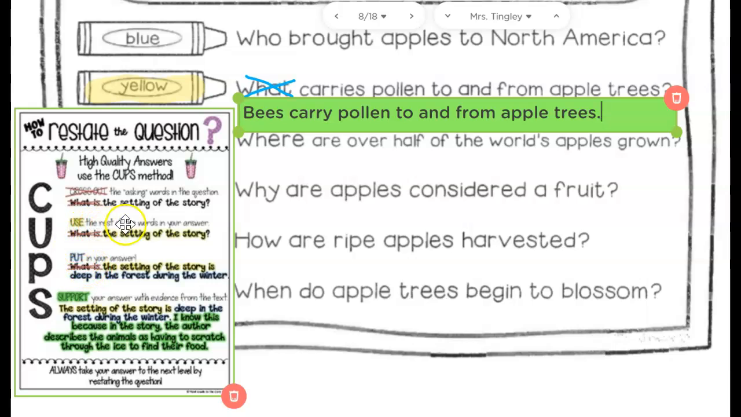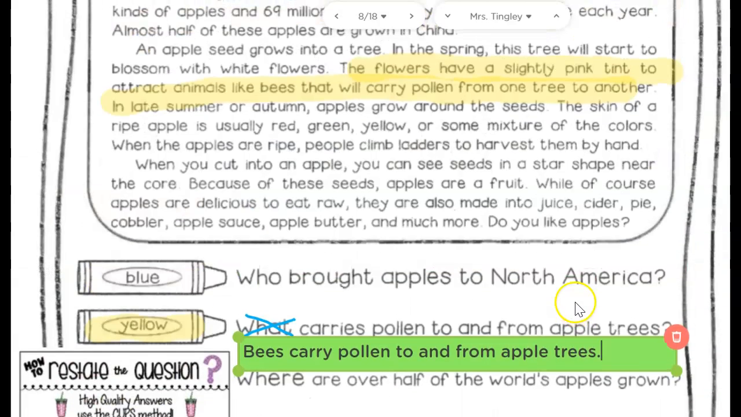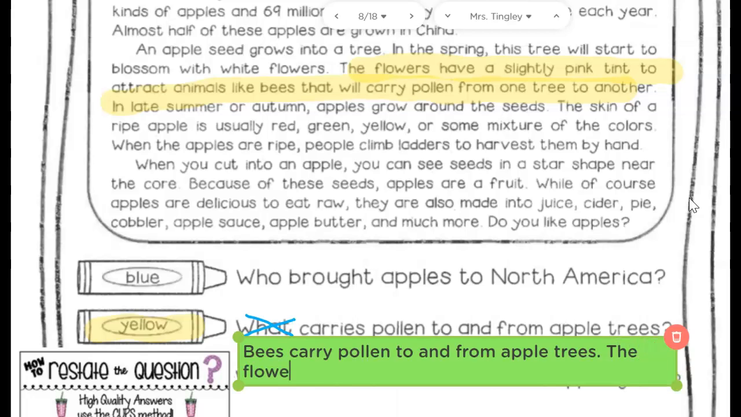So I put my answer, I used words from my question in my answer, and then I need to support it. So some more evidence I could use is that the flowers have a tint that attracts bees. Pause the video if you need to type this out.